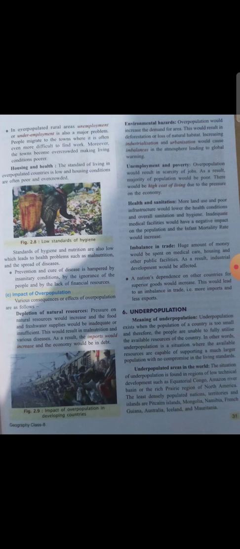Next is unemployment and poverty. Overpopulation would result in scarcity of jobs. As a result, the majority of the population would be poor. There would be high cost of living due to the pressure on the economy. Next is health and sanitation. More land use and poor infrastructure would lower the health condition and overall sanitation and hygiene.